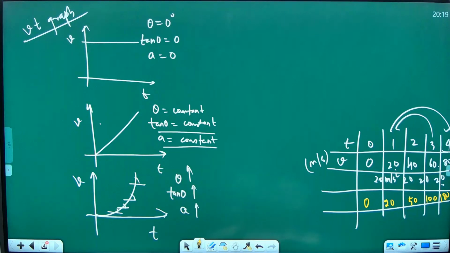180. Okay, let me calculate the acceleration. 20 minus 0 by 1, how much is that? 20 meter per second square. 50 minus 20 by 1, 30 meter per second square. 100 minus 50 by 1, 50 meter per second square. 180 minus 100 by 1, 80 meter per second square.